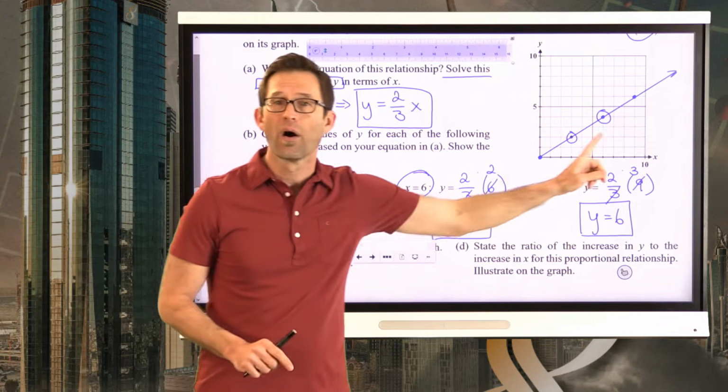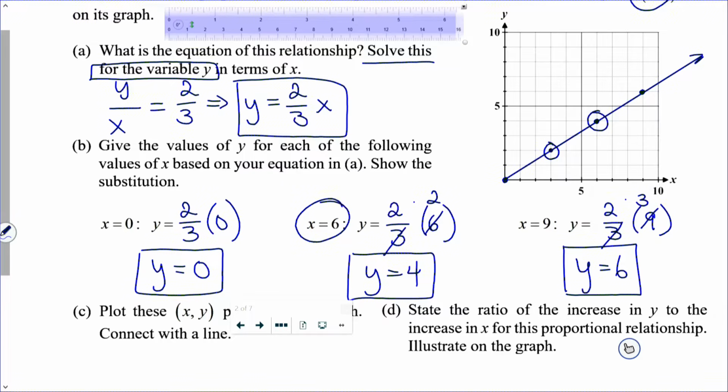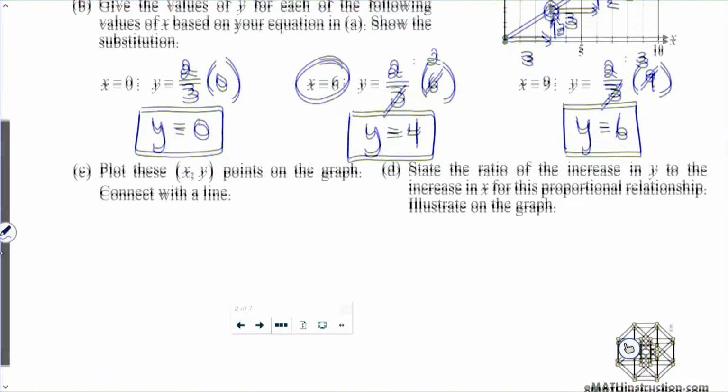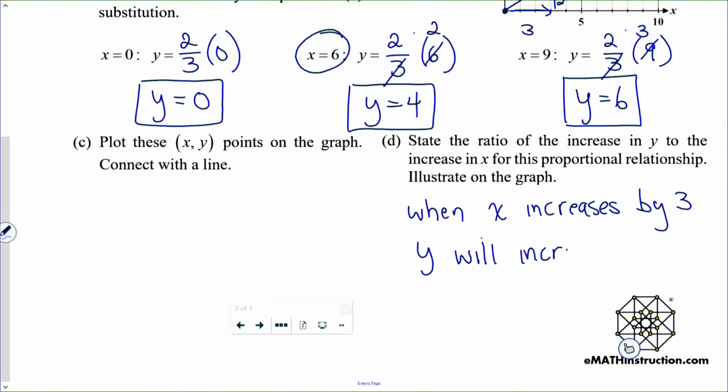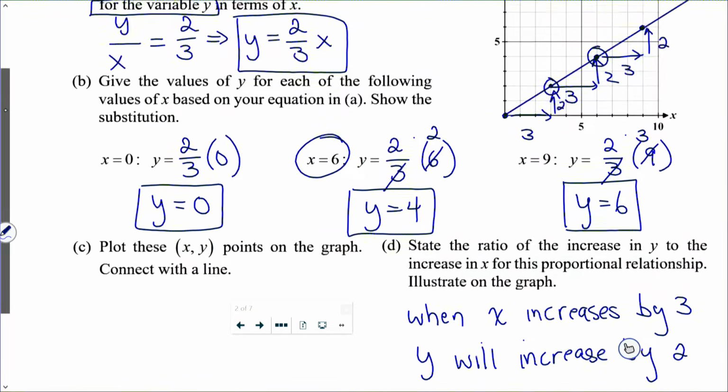Well, if we had to move along the grid lines, what we would do is move 3 units to the right and 2 units up. And likewise, here we would move 3 units to the right and 2 units up. You can even start from here as well. 3 units to the right, 2 units up. So in other words, what we know is that when x increases by 3, y will increase by 2. And that's exactly right.